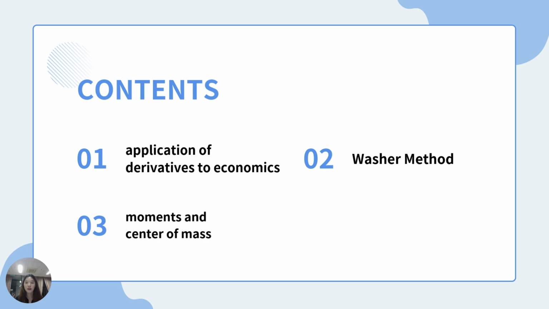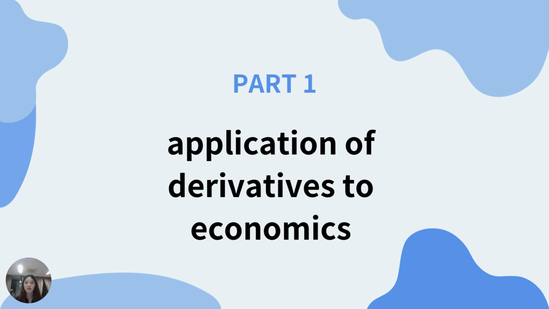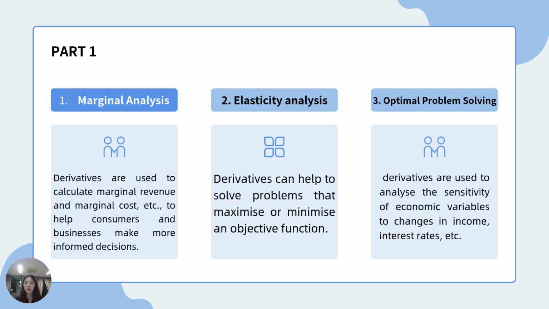You can look at the contents, including three parts. Part 1 is application of derivatives to economics, part 2 is the washer method, and part 3 is moments and center of mass. Part 1: Application of Derivatives to Economics.